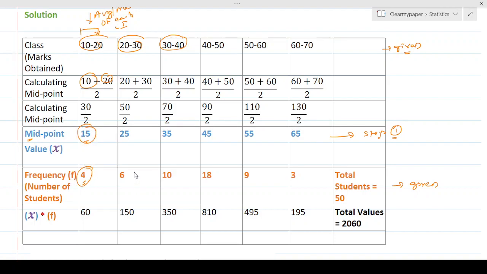There are 6 students on an average who have got 25 marks. There are 10 students who on an average have got 35 marks. We don't know exactly what marks they have got, but we are assuming, to be on the safer side, that they have got exactly the middle of the range, or the average of this range. So that's your frequency of the students. And if you add this up, 4 plus 6 plus 10 plus 18 plus 9 plus 3, it gives us a total of 50 students, which is your denominator, the total frequency.